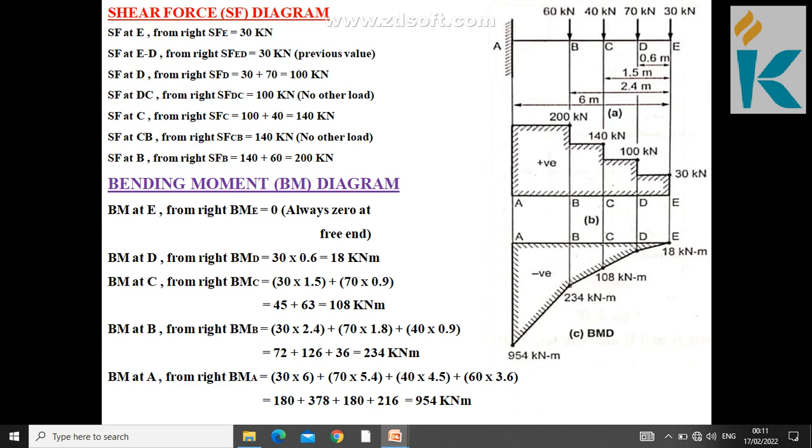If the shear force diagram has a horizontal line, you have to draw an inclined line in the bending moment diagram. You see the distance between E to D is horizontal, and that's shown as an inclined line in the bending moment diagram. Likewise you have to complete the bending moment diagram. So this is the final answer we are looking for.